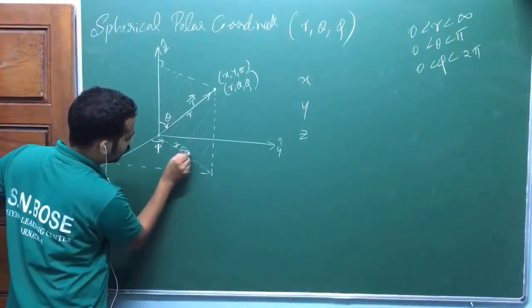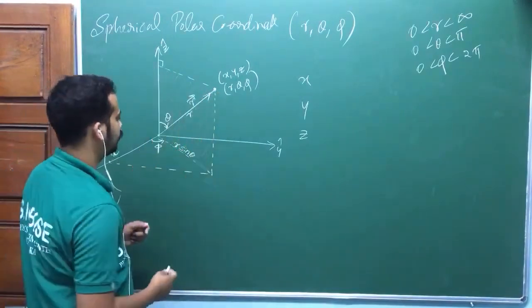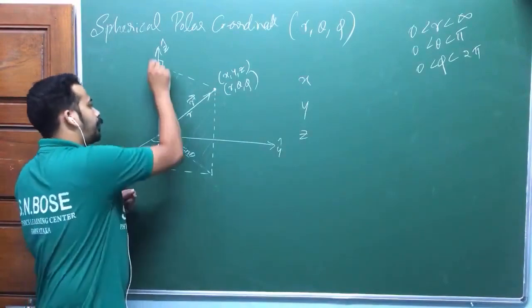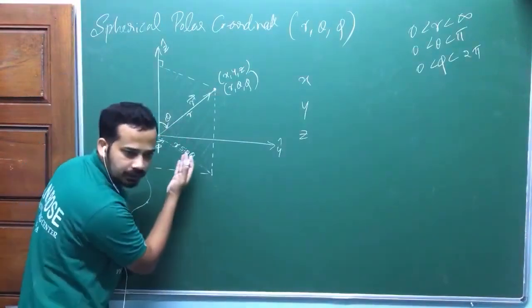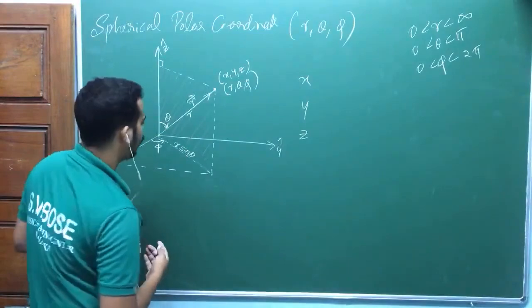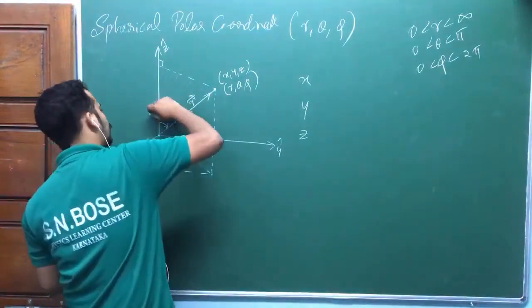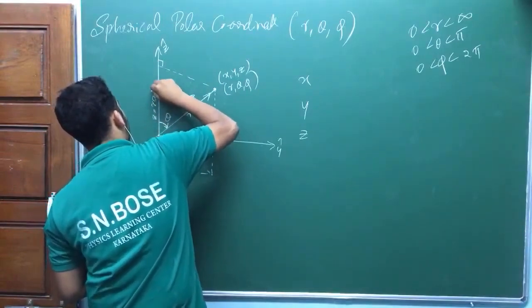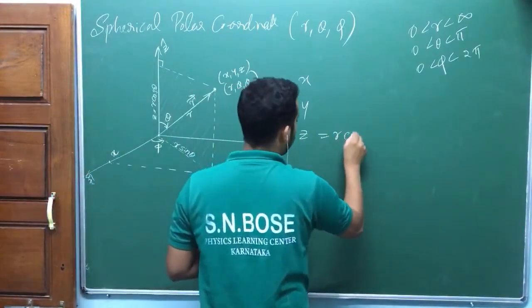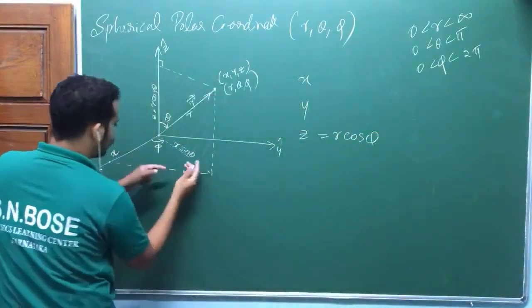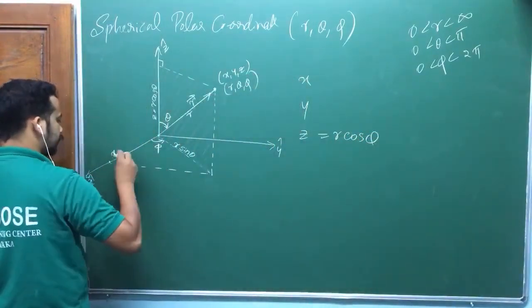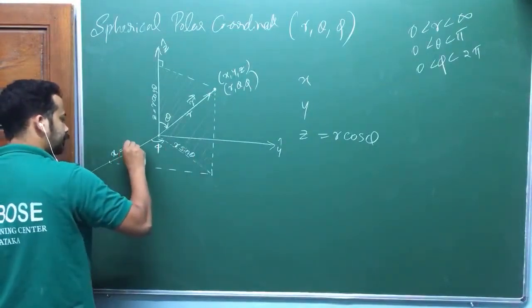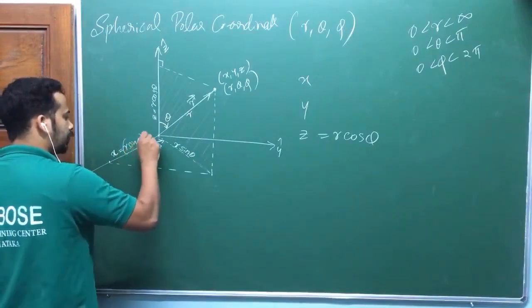R sine theta. Imagine this is a plane, and these two are perpendicular to each other. Can you imagine that? Then this is r sine theta, and this is r cos theta. The z coordinate itself is r cos theta, so you can write z equal to r cos theta. This is r sine theta. If you take the x projection, you will get r sine theta into cos phi.